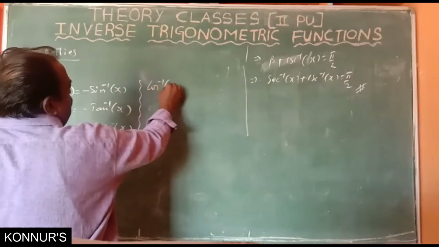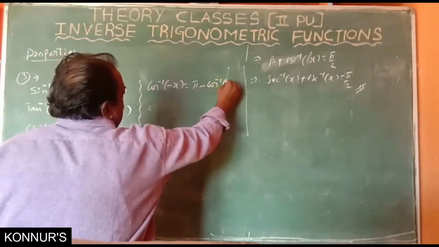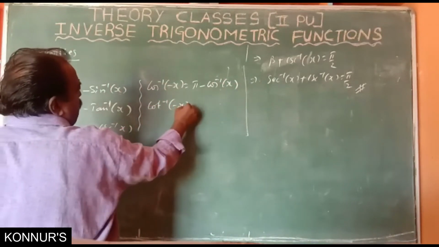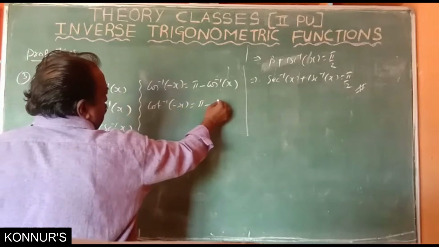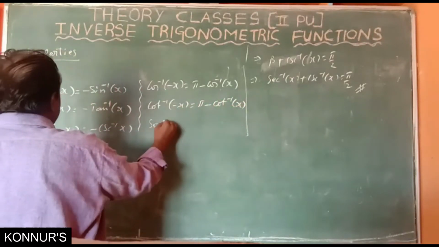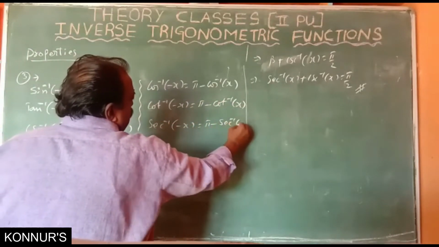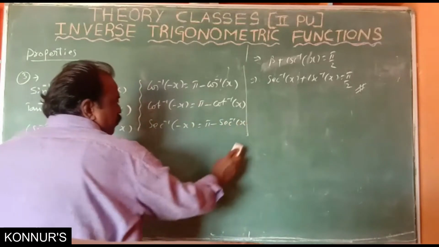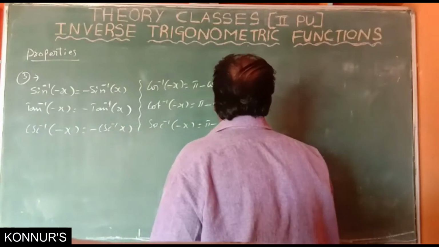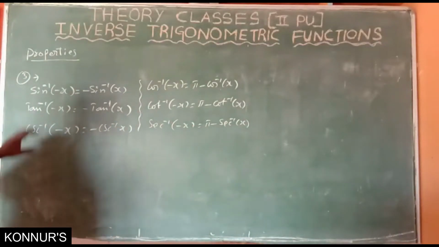Whereas cos inverse of minus x is equal to pi minus cos inverse x. Cot inverse of minus x is equal to pi minus cot inverse x. Secant inverse of minus x is equal to pi minus secant inverse x. Observe, this is the third property.